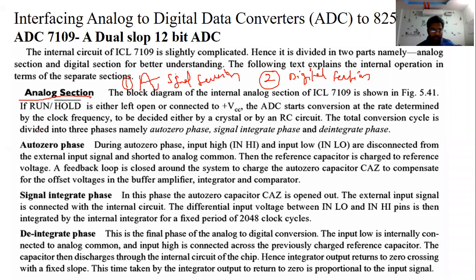So in this analog section, you have three different conversion cycles available. The first one is auto zero phase, then integrate phase, as well as de-integrate phase.